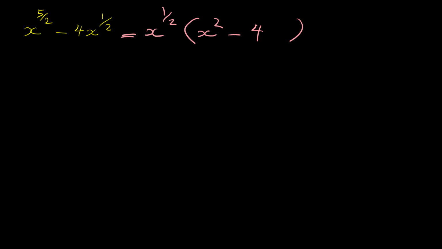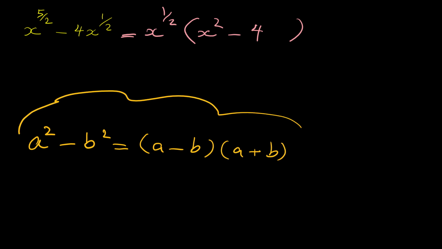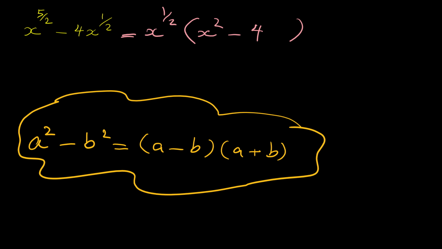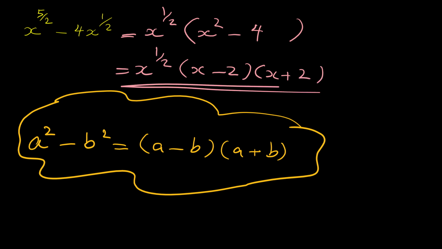This reminds us of this famous important identity: a to the 2 minus b to the 2 is a minus b times a plus b. The difference of squares identity. By using this identity, we can factor this bracket, and we can write this in the form of x minus 2 times x plus 2. This is the factored form of this expression here.